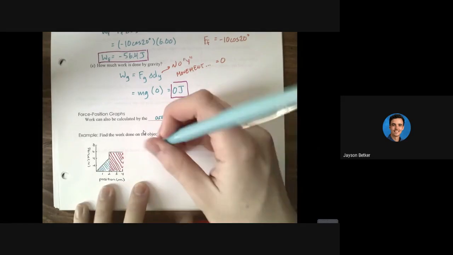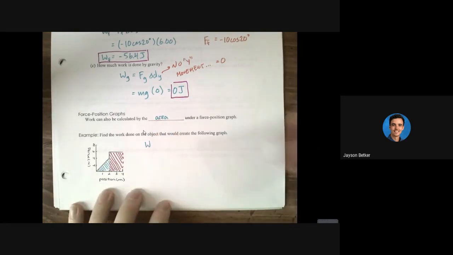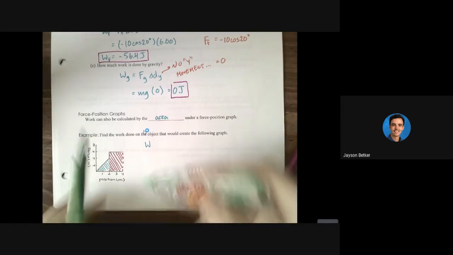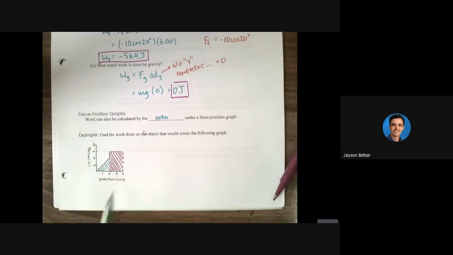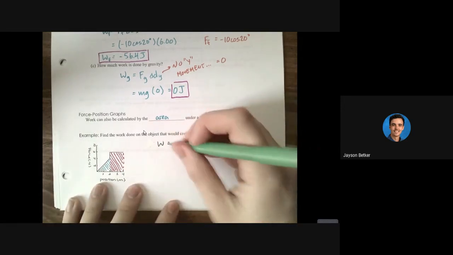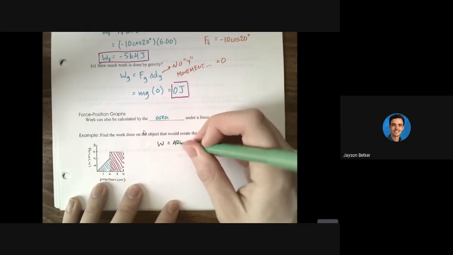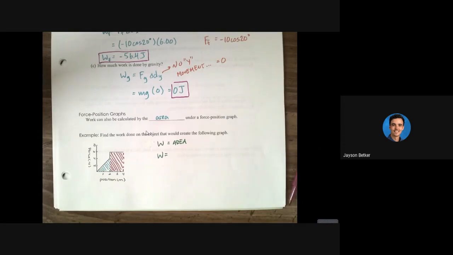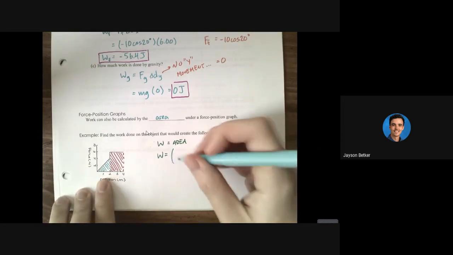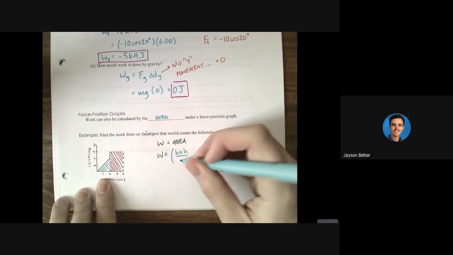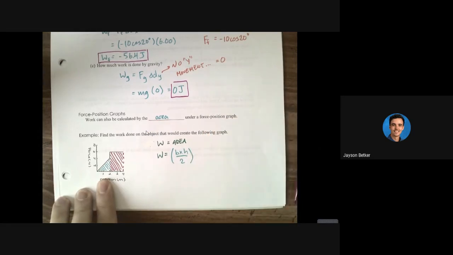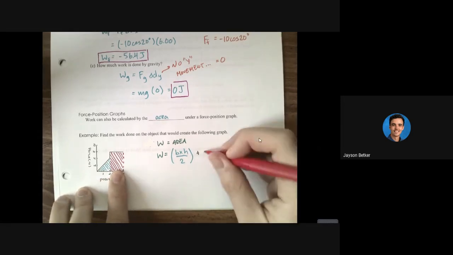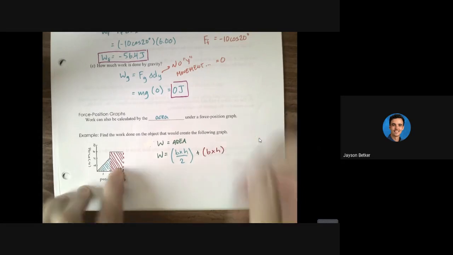So work, you know what, I'm going to use a different color, let's use green, because I'm using blue and red here for my actual areas. So work is equal to the area under the graph. So work is equal to the area under the triangle, which is base times height divided by 2. That's our area for a triangle. Plus the area of the rectangle here, which is just base times height of the red rectangle.